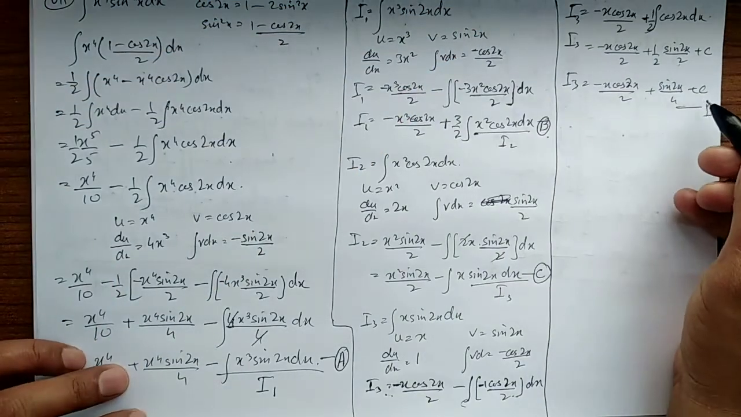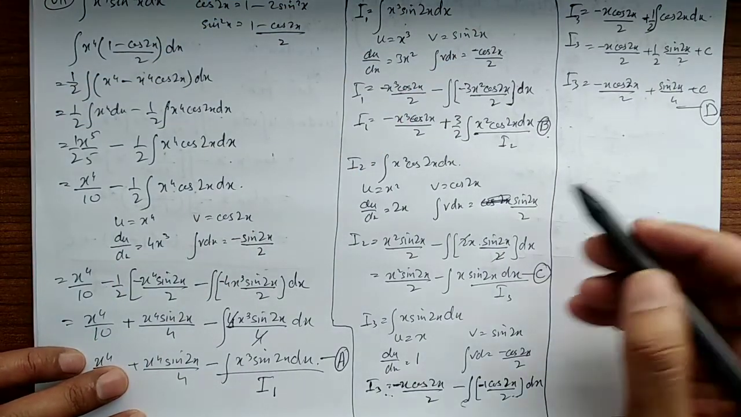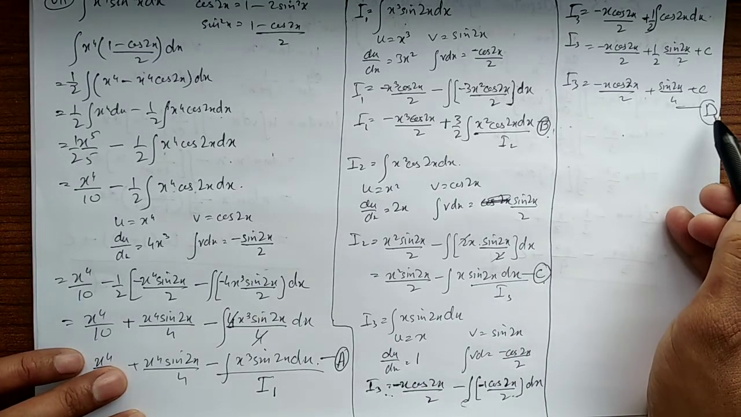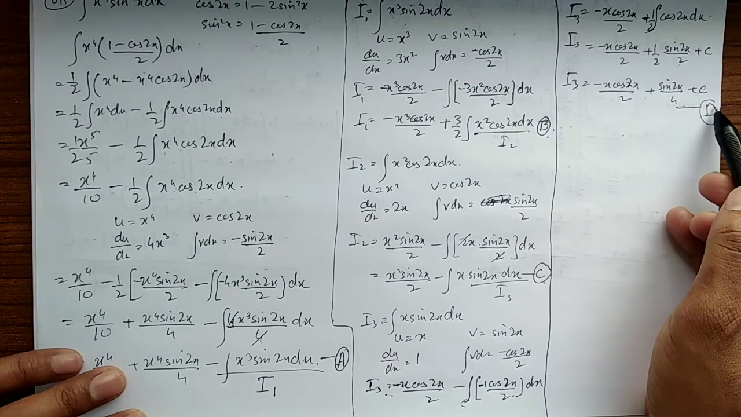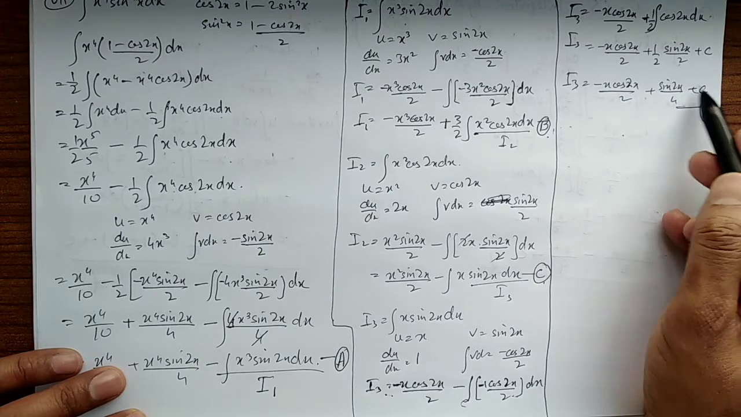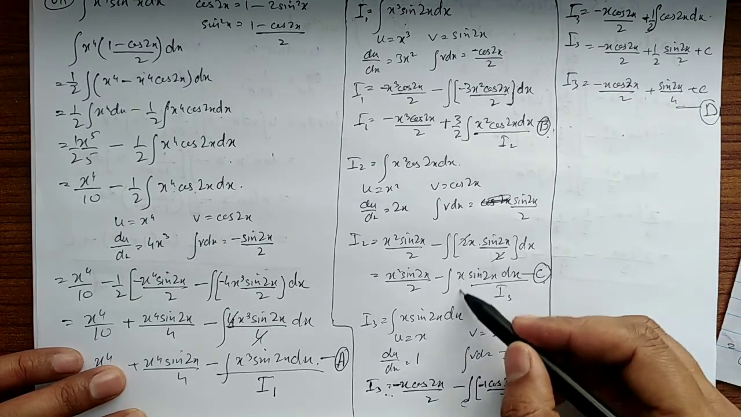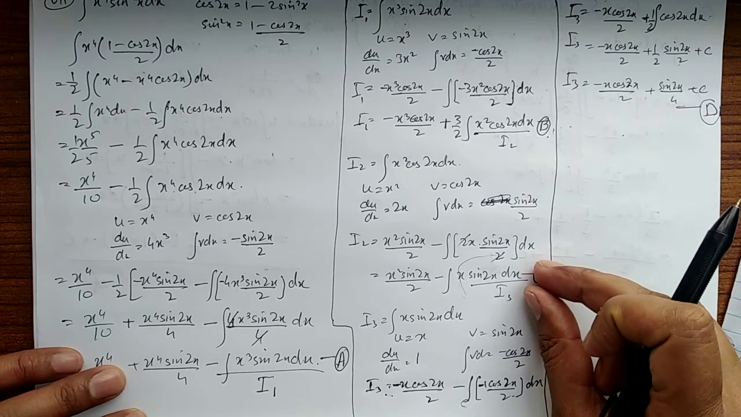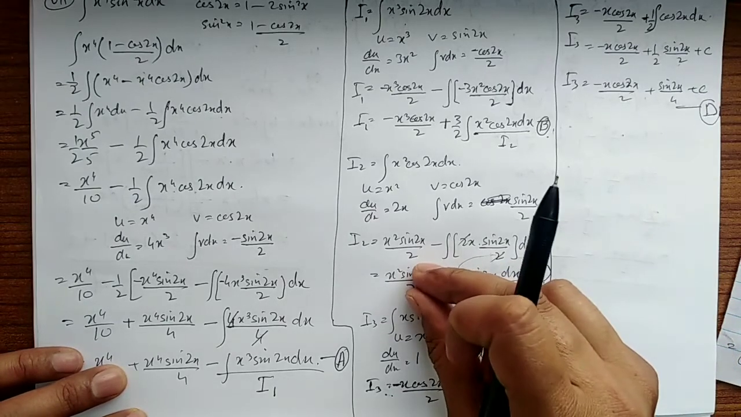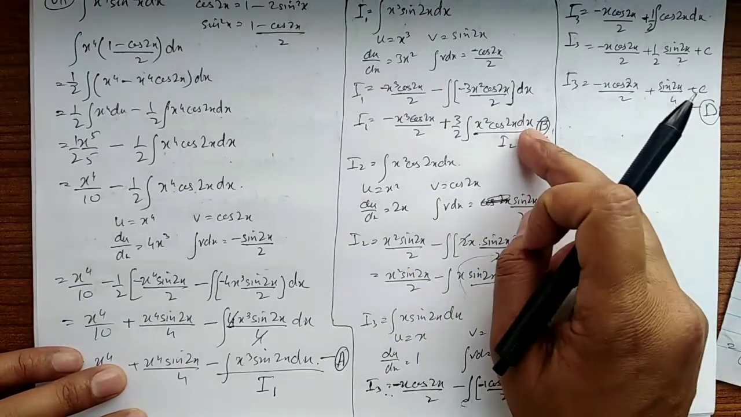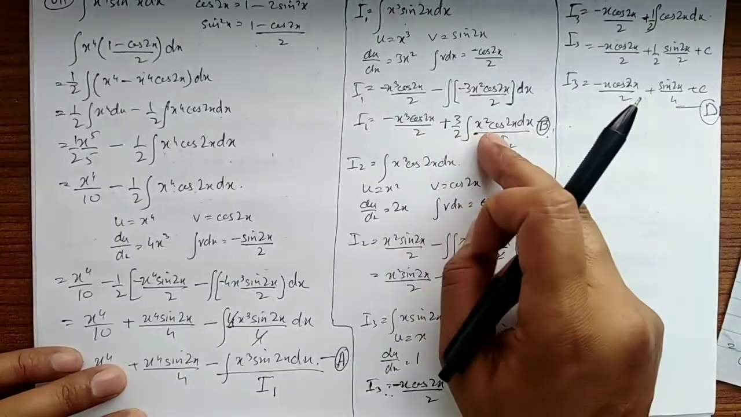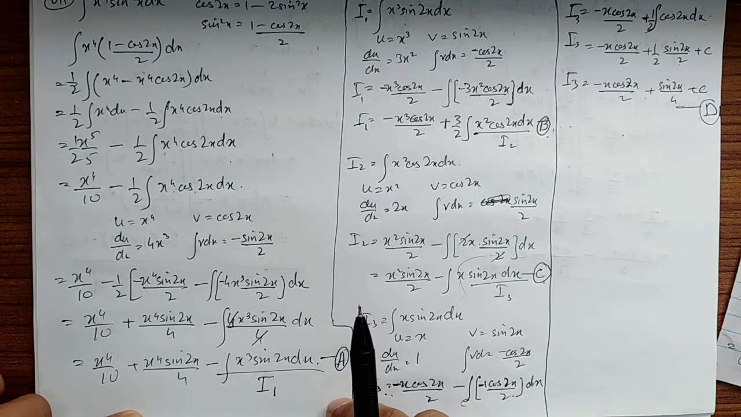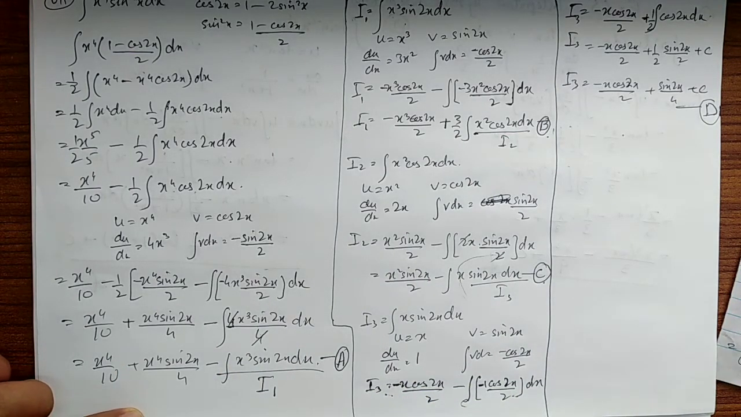Now what we are supposed to do, we have 4 equations, that is A, B, C and D. So first of all, you have to substitute this D in place of I3 in C here, and the expression you are getting here, just insert it into B, and the expression that you are getting here, put it in place of A, you will get your final answer. So let's do this now.